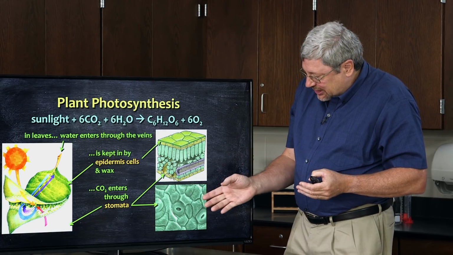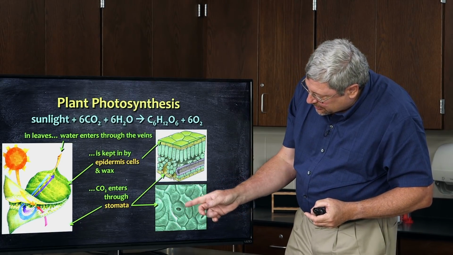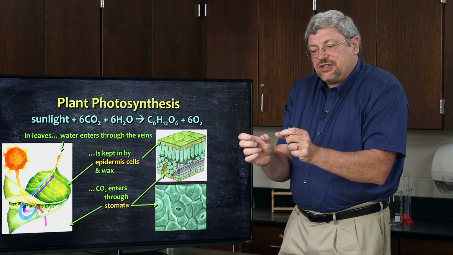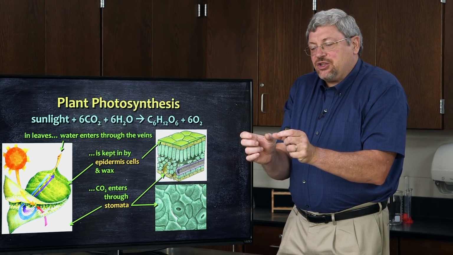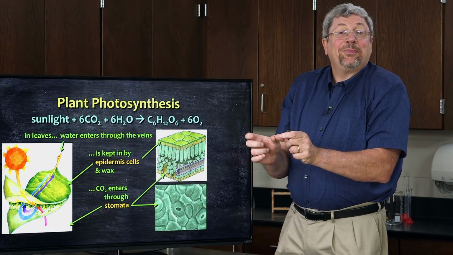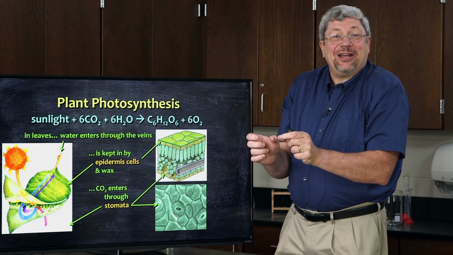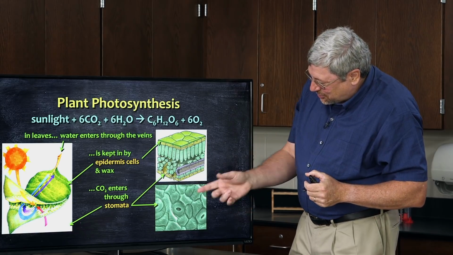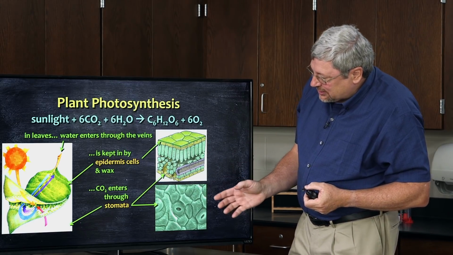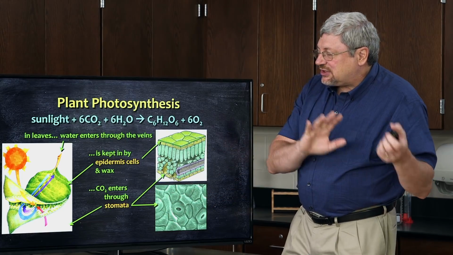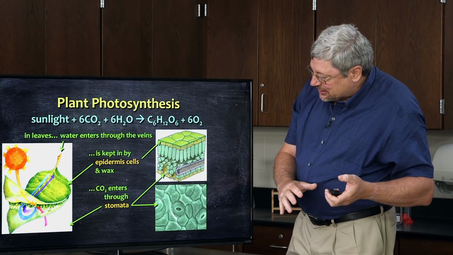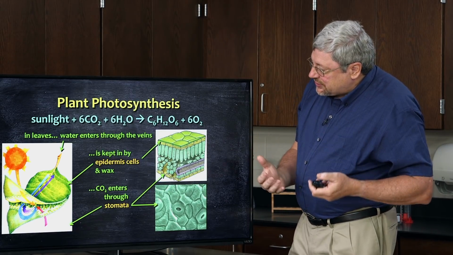its holes, its stomata. The stomata is usually formed by two cells on either side of the hole. The cells can pull in water and swell up and close the hole, or they can evacuate water and shrink down and open the hole. Really cool design on opening and closing the stomata. The stomata then allows carbon dioxide in, and photosynthesis can occur.